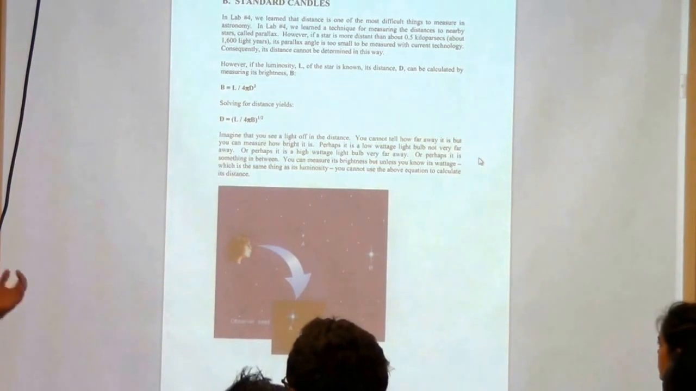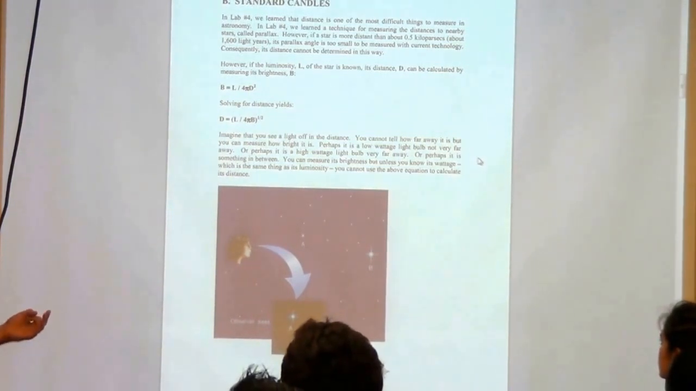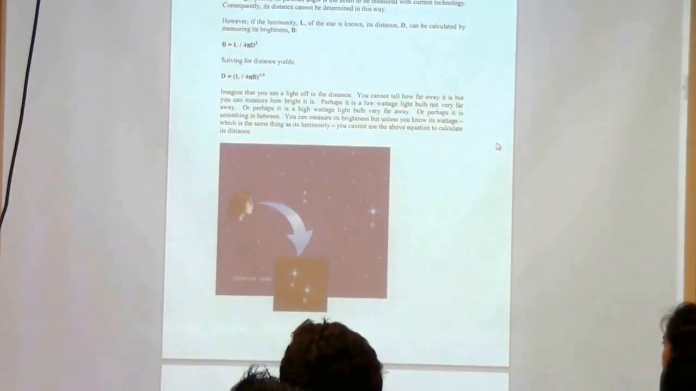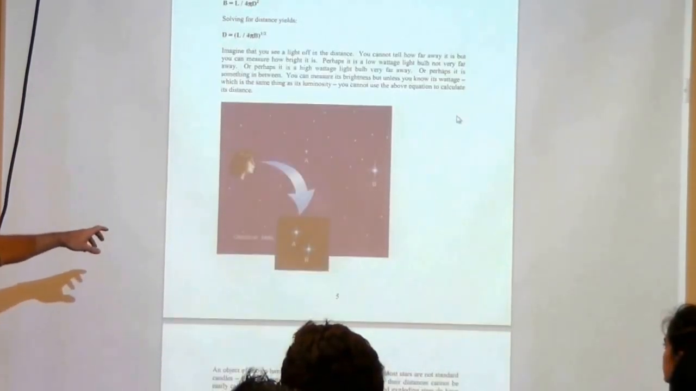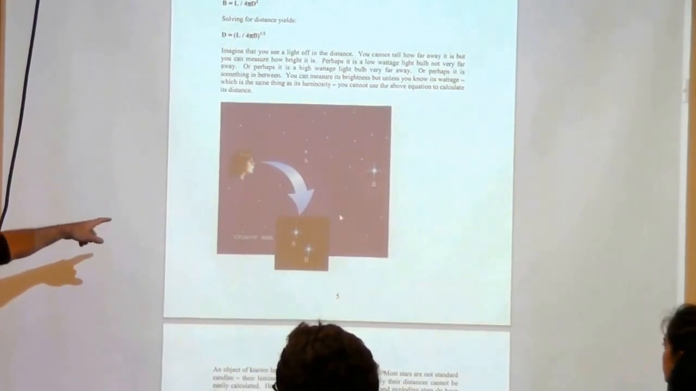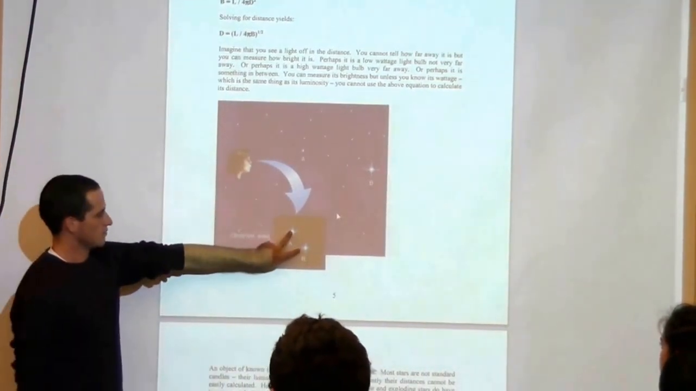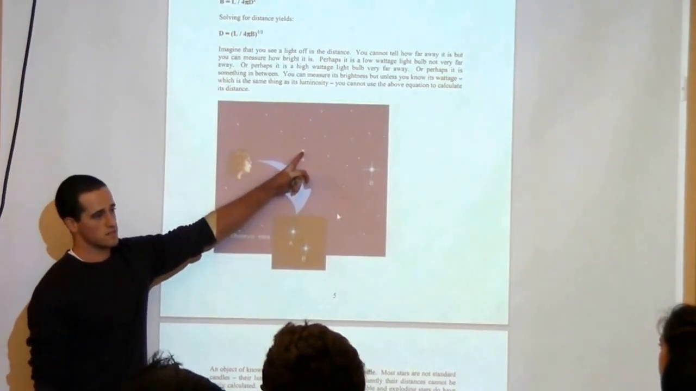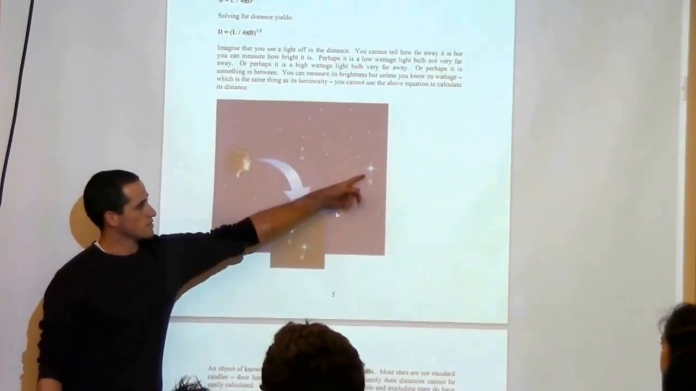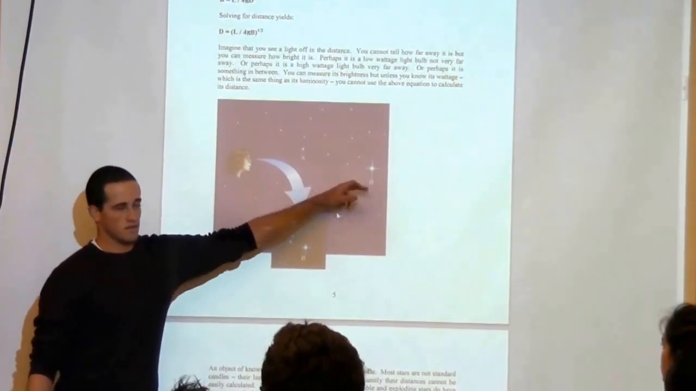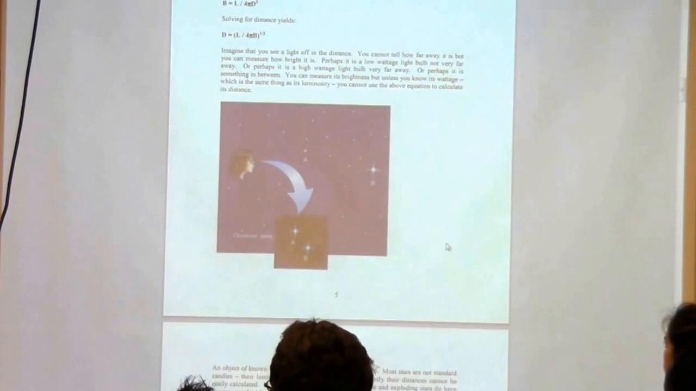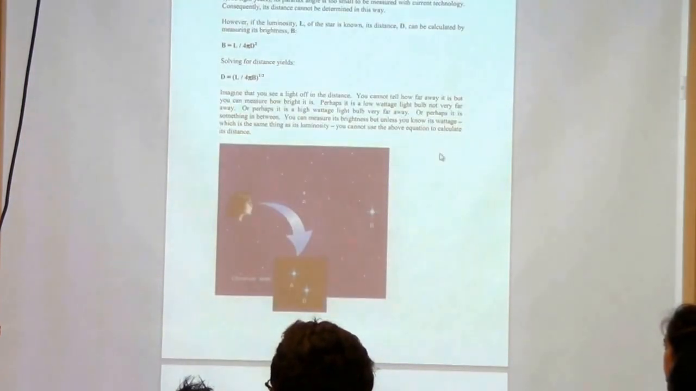The next part is all about standard candles, and that's what we're going to use to get farther and farther away, building our little distance ladder. Now, the problem in astronomy is, if you look at this picture here, you see the same thing for both of these stars, but you don't know if this is a bright star that's really far away and this is a faint star that's really close. You don't know. They all look the same. So what we have to do is figure out the distance to them.